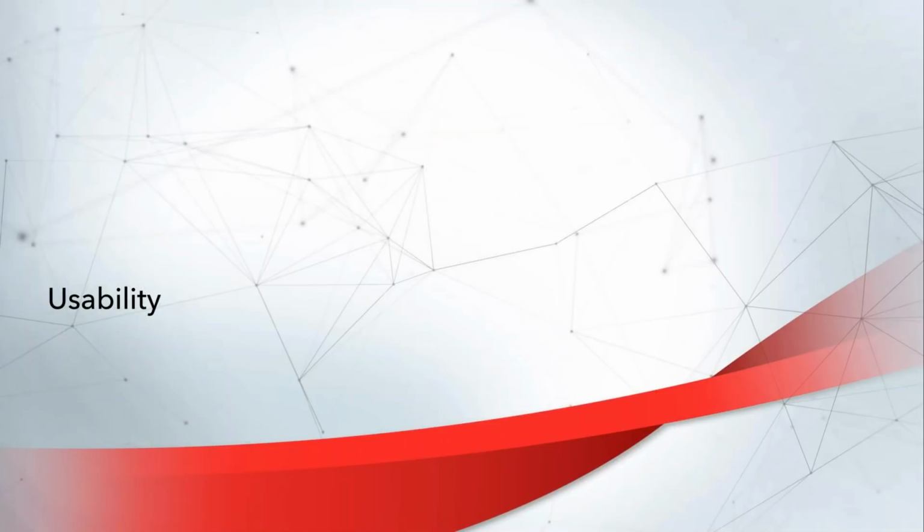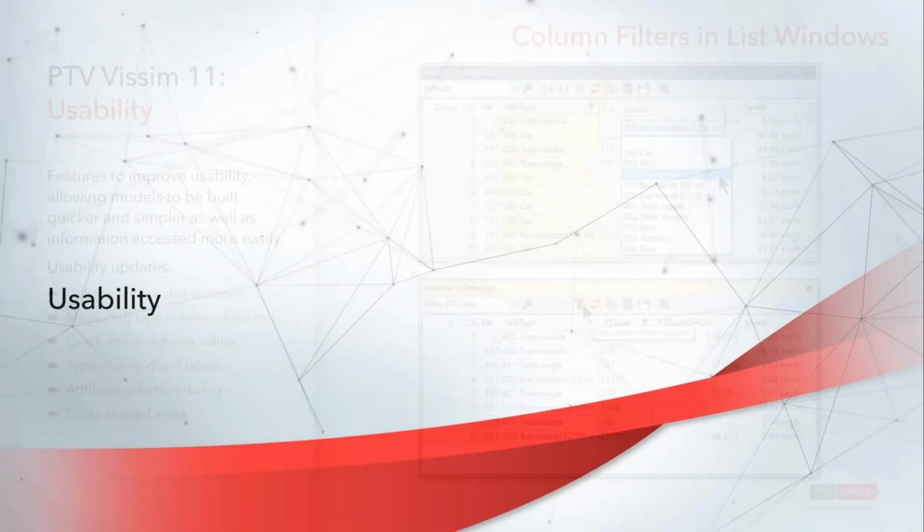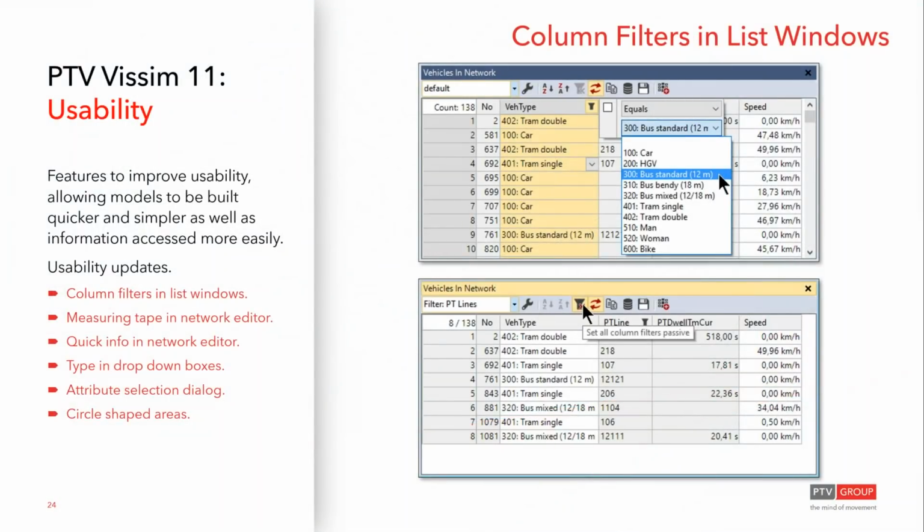Now, I'll talk about some usability features to help you work quicker and easier within Vissim. The first one is that we introduced filters for lists. As you probably know from Excel or Microsoft Access, very similar, now you have list filters in Vissim. If you click on the header of an attribute at the top, you can activate a filter. And the filter depends on the data value.